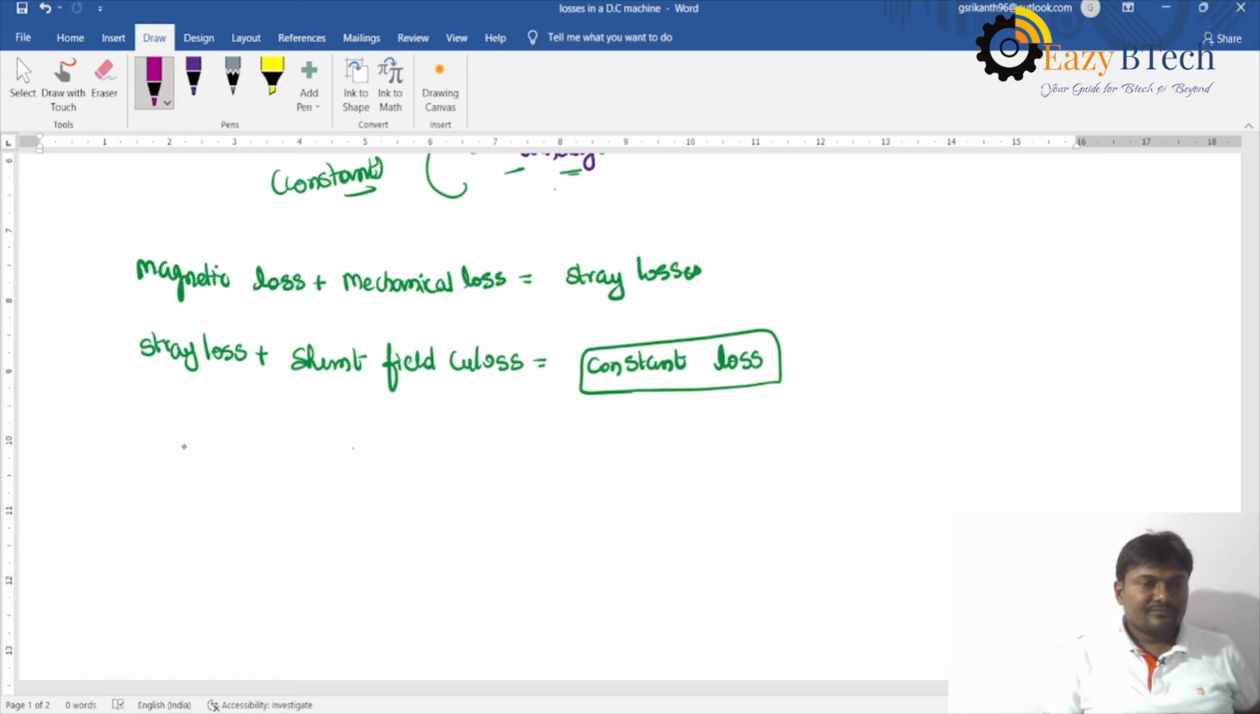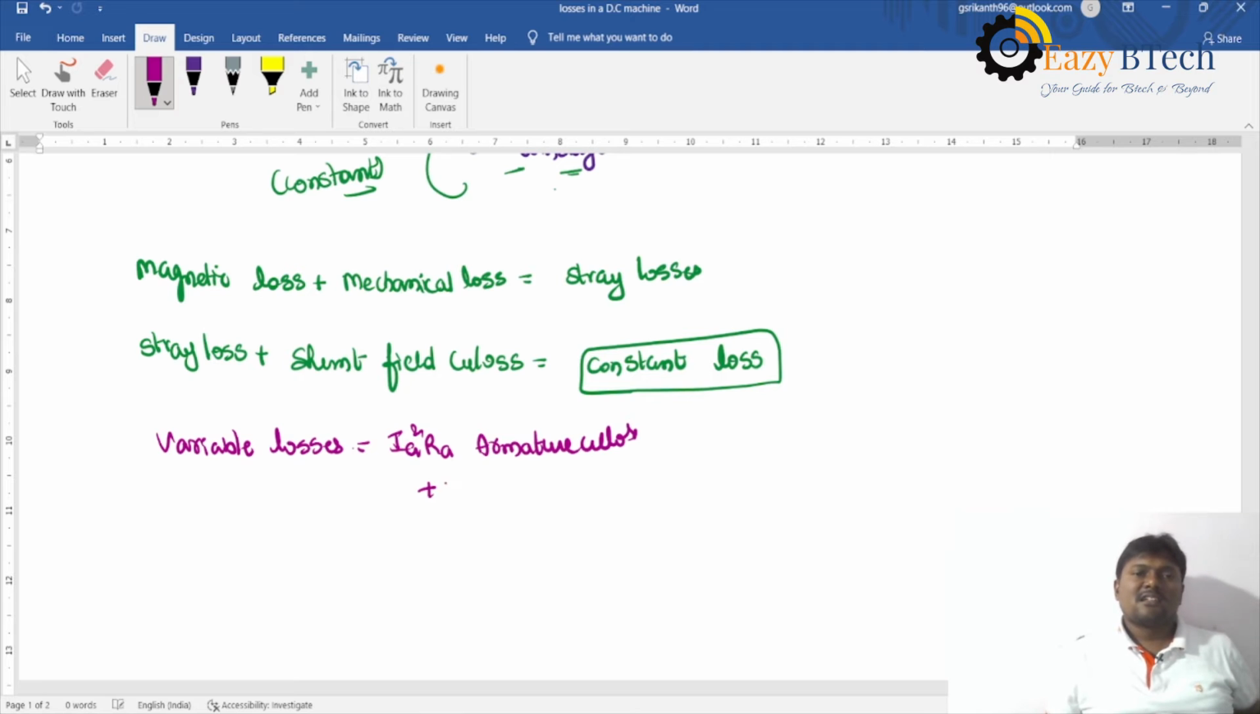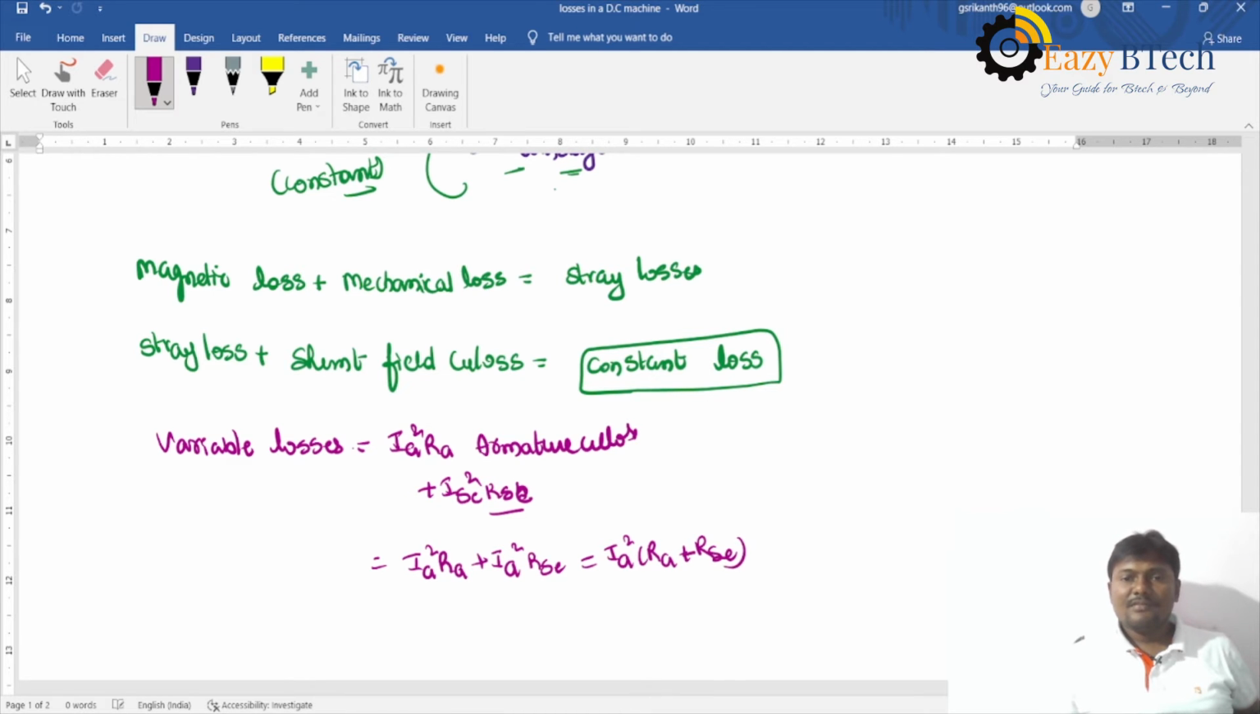And now variable losses is equal to armature copper loss plus Isc square into Rsc. So Ia square Ra plus Isc square into Rsc, that is Ia square into Ra plus Rsc. Okay.